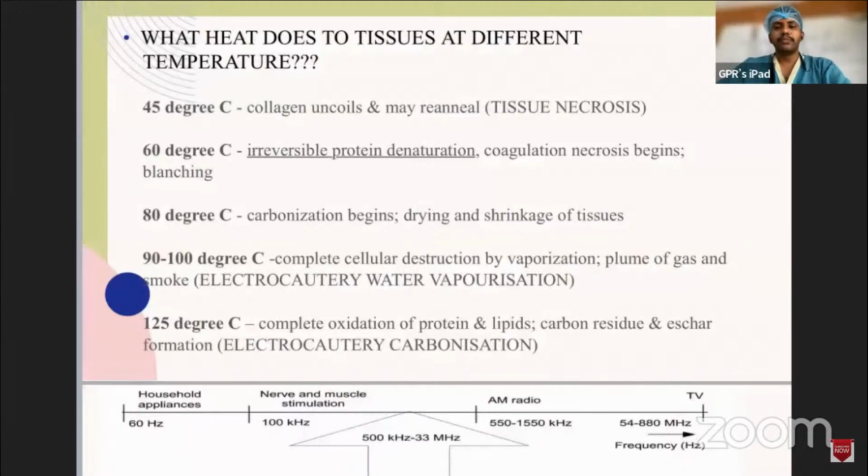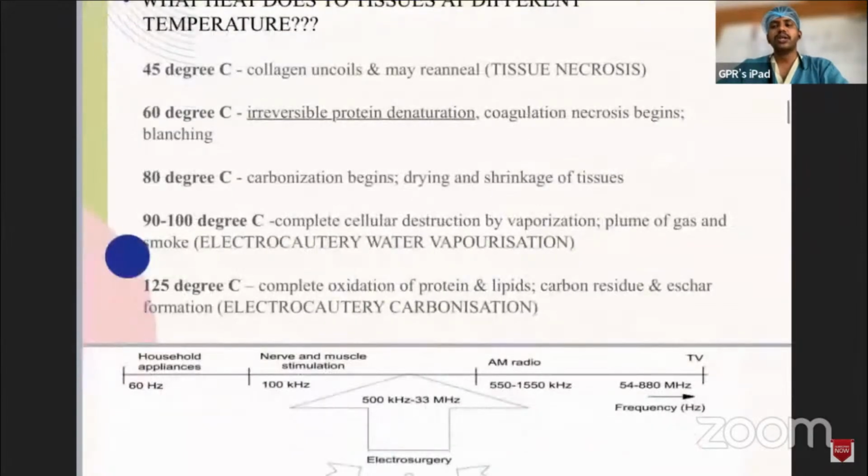And when the tissue is burnt or cauterized over 125 degrees centigrade, this causes complete oxidation of the proteins and lipids and carbon residue, and complete eschar formation happens. Furthermore, any further use of the electrocautery unit over that site will mean the energy is not transmitted, because the eschar forms a seal-off layer between the normal tissue and the exposed tissue.